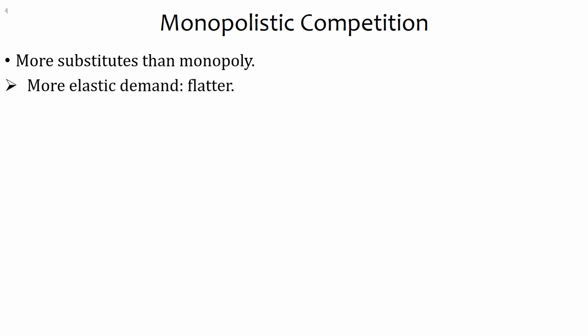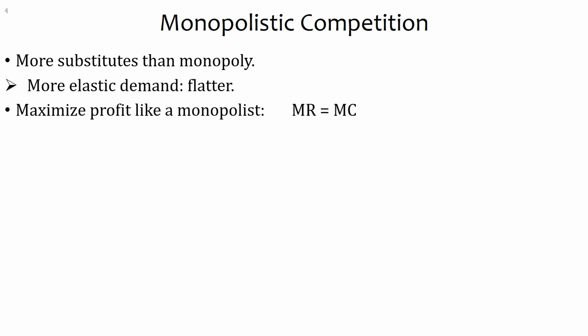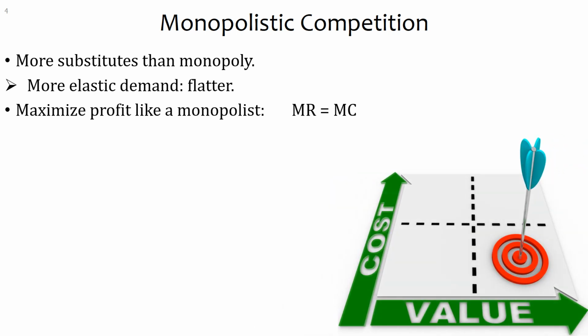All right, let's talk a little bit more about monopolistic competition. Basically, there are more substitutes than in monopoly. And substitutes, you've seen that when we talked about elasticity, right? So the demand curve is going to be flatter, which means the slope is smaller in absolute value. People have other choices. And you maximize profit like a monopolist, with the important condition that we saw before, marginal revenue equals marginal cost, right? So you try to get the highest value possible at the lowest possible cost.